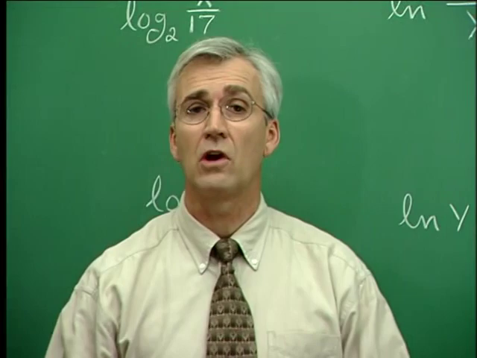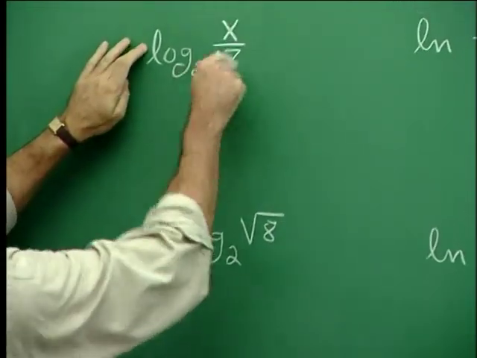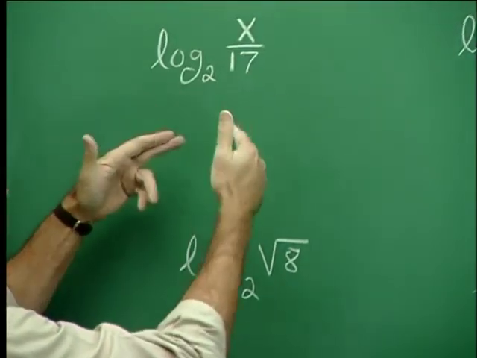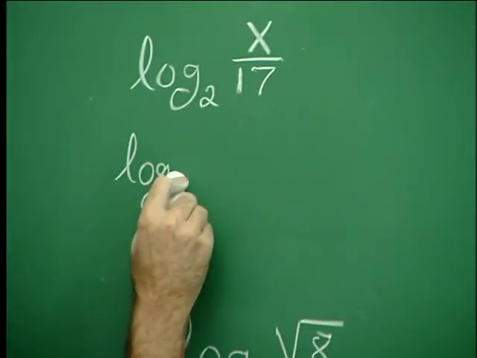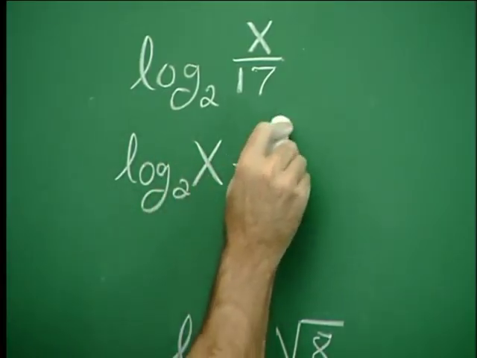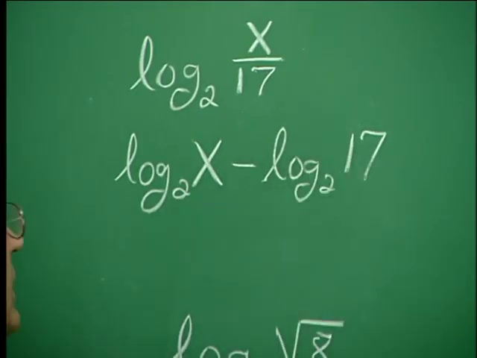Let's use the properties of logarithms to expand a few expressions. If we see the log of a quotient, we know it's the log of the numerator minus the log of the denominator. So this is simply log in base 2 of the numerator minus log base 2 of the denominator. And that's all there is to it.